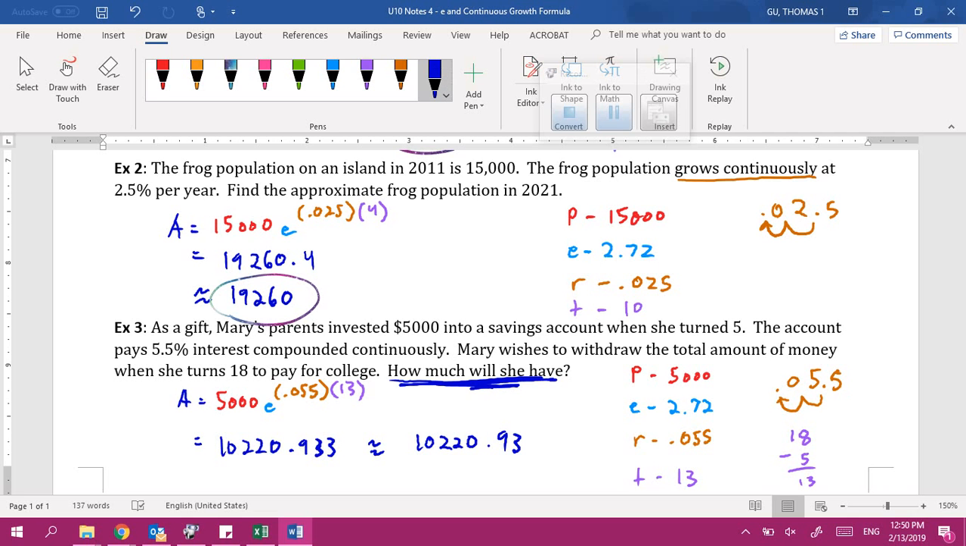This person's really, really stingy. They want all the money they can get. They want the cents.